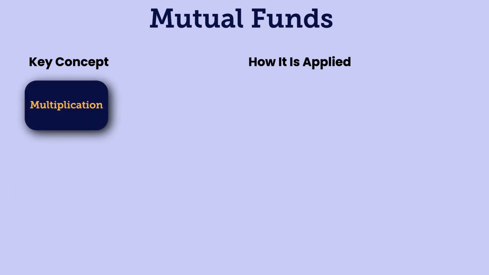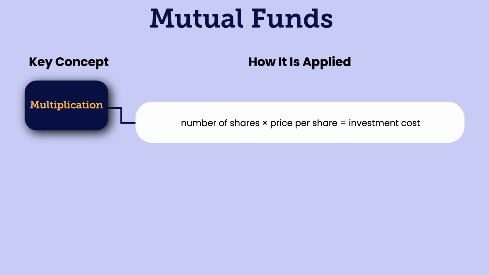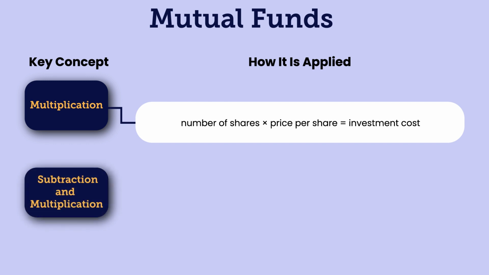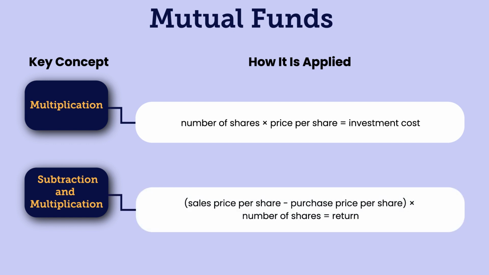Multiplication can be used to find the total cost of investing in a mutual fund with the formula number of shares times price per share is equal to investment cost. Subtraction and multiplication can be used to calculate returns on investments with the formula sales price per share minus purchase price per share times number of shares equals return.